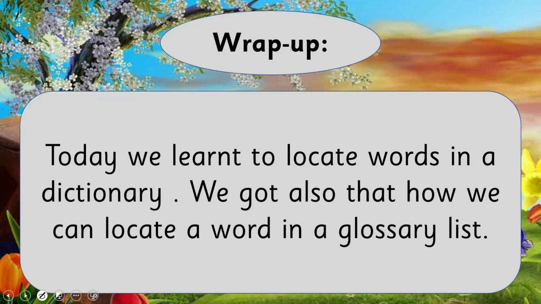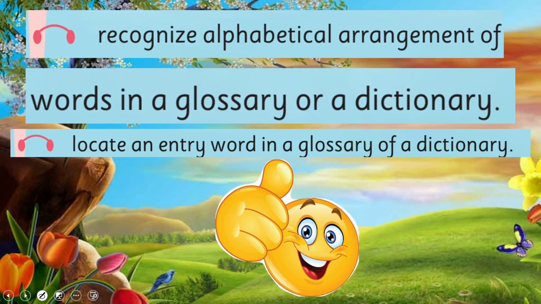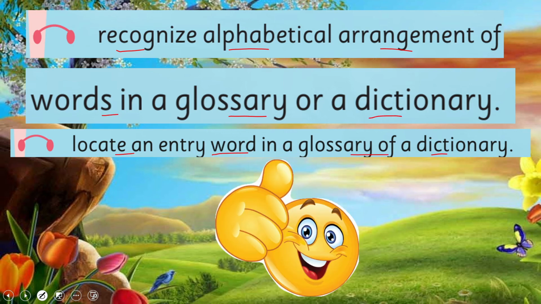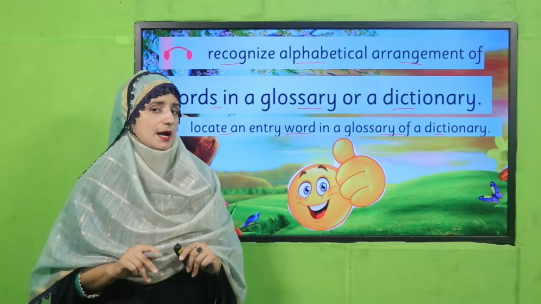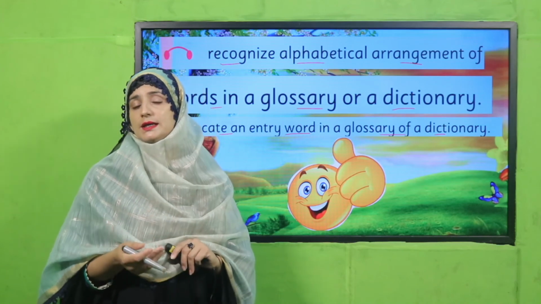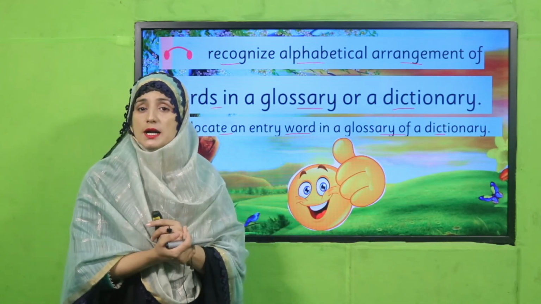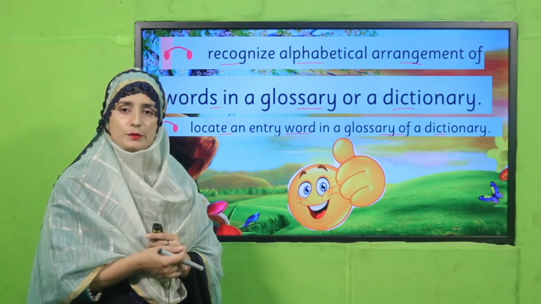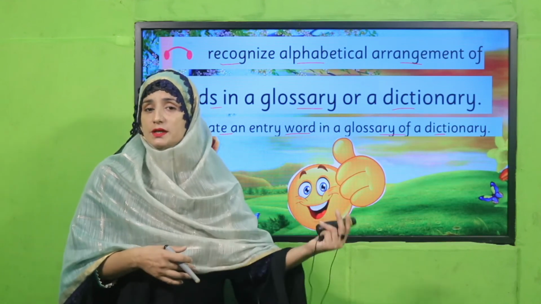Okay, so what we have covered is how to locate words in a dictionary. We also learned how we can locate a word in a glossary list, and in this way we have covered our SLO: recognize alphabetical arrangements of words in a glossary or a dictionary, and locate entry words in a glossary or a dictionary. Well done. We have done it. Okay, my dear students, this was new knowledge for you, how we can judge the arrangement of letters in a dictionary and how we can locate words. It will be so easy and helpful in our next grades.